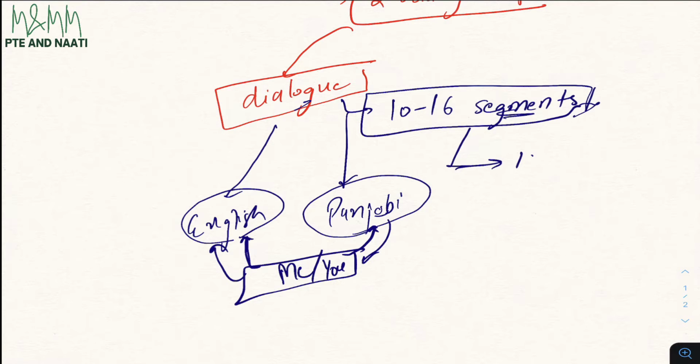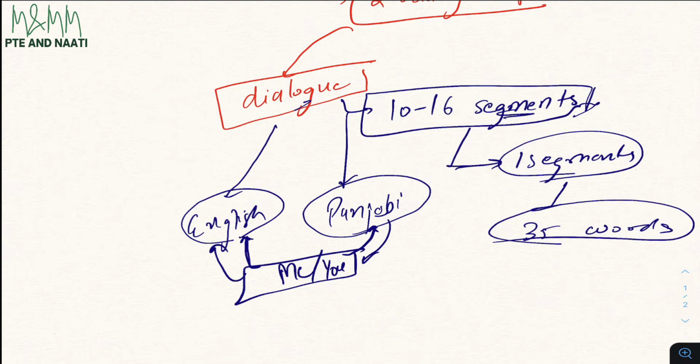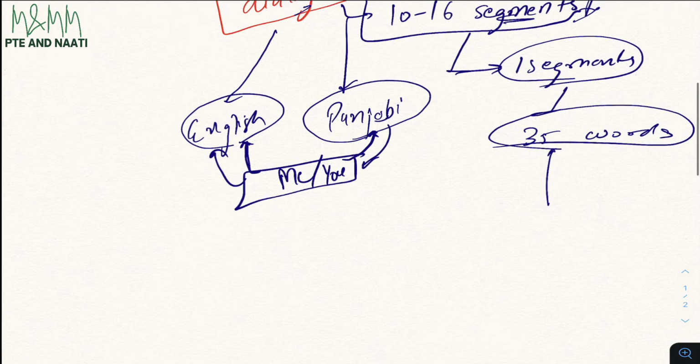One segment can be up to 35 words. So one segment can have a maximum of 35 words. For example, if I say, "Hi, my name is Manmohit. Welcome to my office. How are you doing today?" Whatever I spoke right now, if you count the number of words, I'm pretty sure I spoke about 20-25 words. Maximum they can give you is 35 words in the exam.